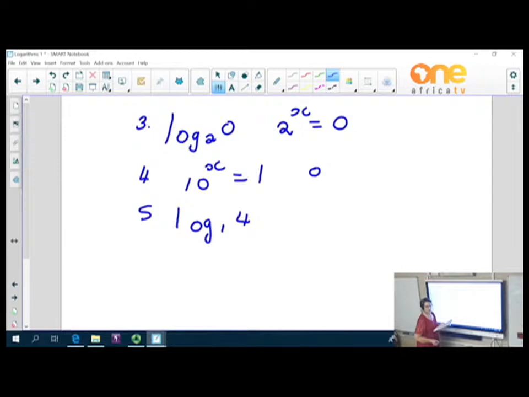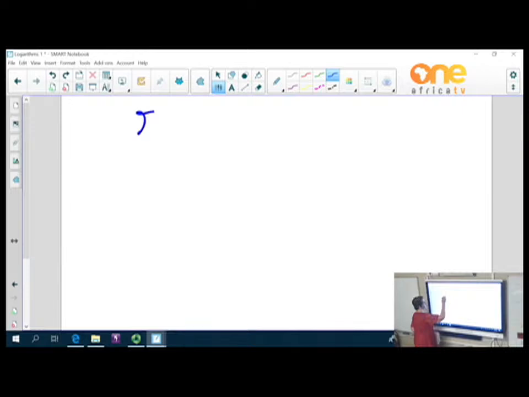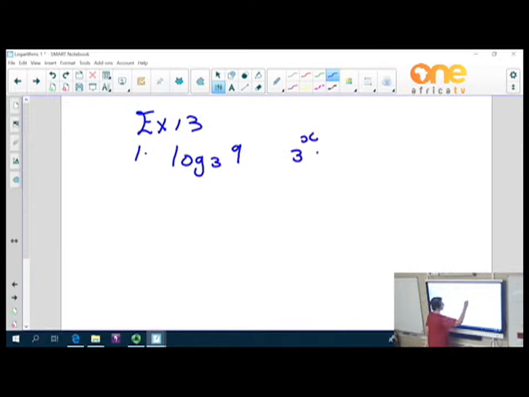This is also invalid. We can't get those values. The next exercise is now exercise 13. Today's lesson is just an introduction to familiarize you with this way of writing. So it says log 3 of 9. We write it in index notation: 3 to the power of what is 9. Change it to the same base, 3 to the power of 2. So the answer is x is equal to 2.